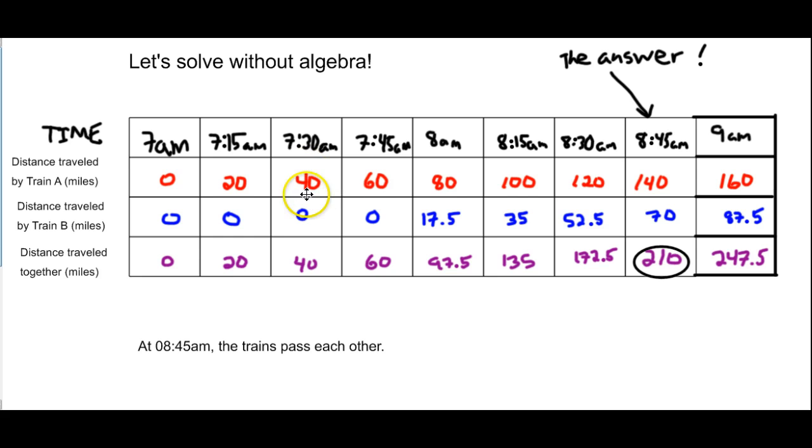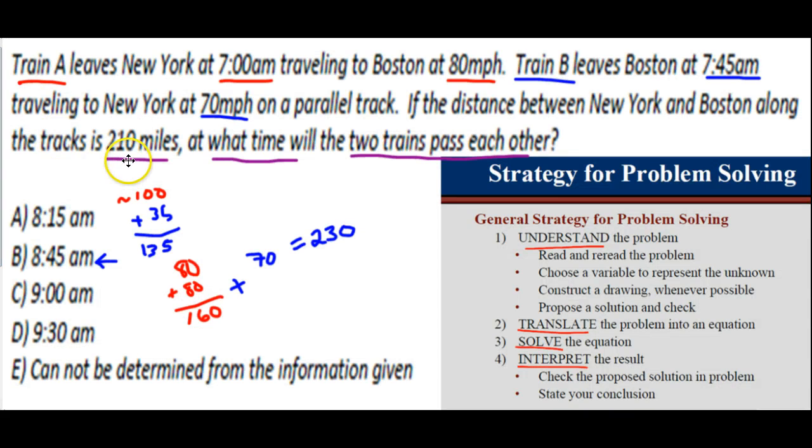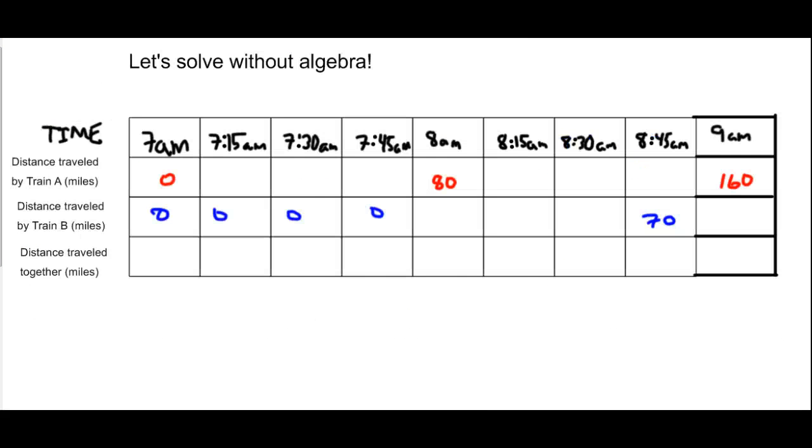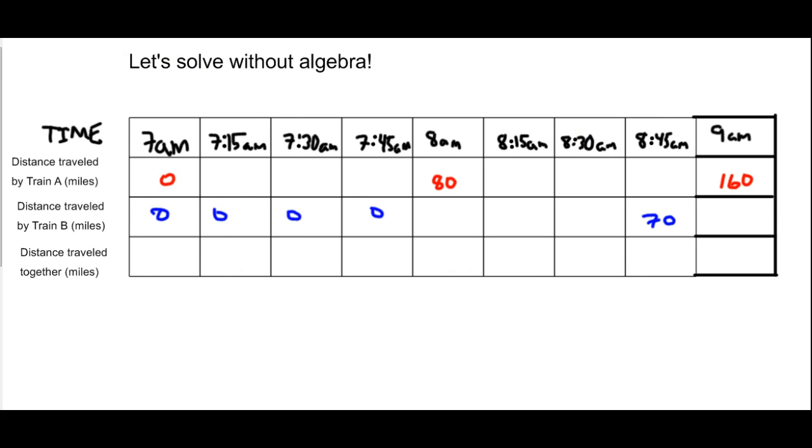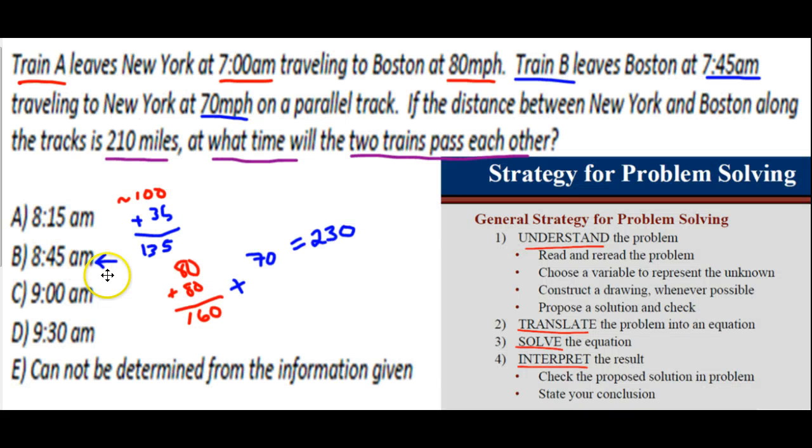And what you do is you're looking for the combined distances traveled by the two trains. Where do they add up to make 210 miles? Because that was the original problem, right? 210 miles. Well, the answer that I got to then at time 8:45, that's where the trains met. And that was the correct answer, and that was our initial guess. But now let's do this with algebra. So let's follow this procedure more formally.